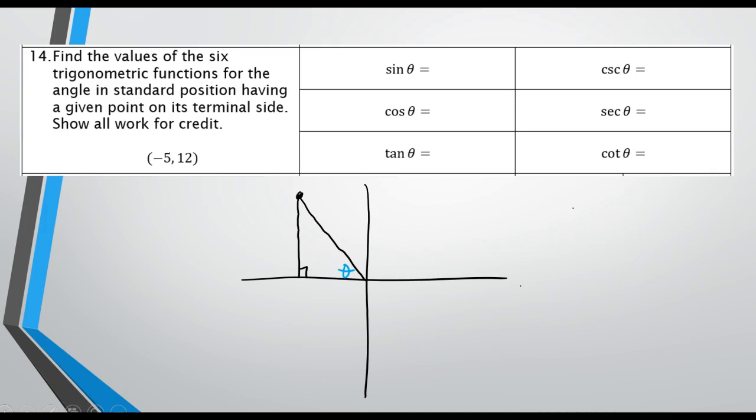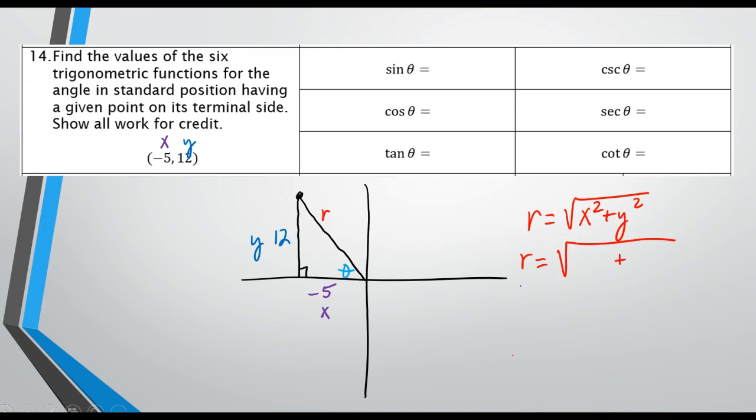So we have our x value, which is -5. So I'm going to write -5 here. That's our x. Our y value is 12, and that would be our vertical distance. So I'll do y is 12. And then our r value we don't know. So we have to use our shortcut Pythagorean theorem formula, which is r equals the square root of x squared plus y squared. So I'm going to plug our x and y in.